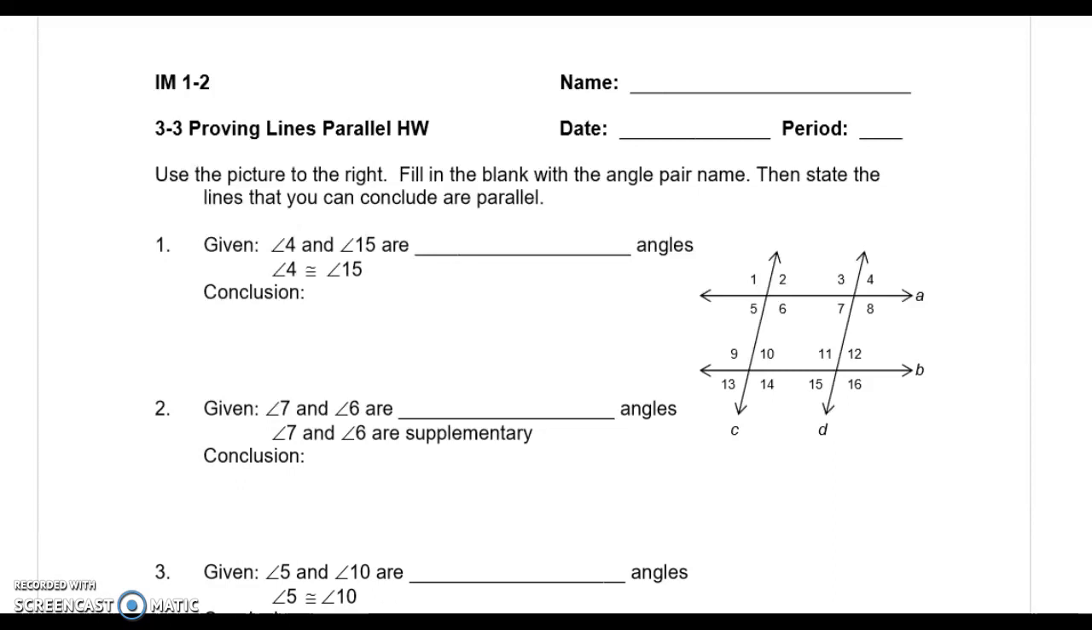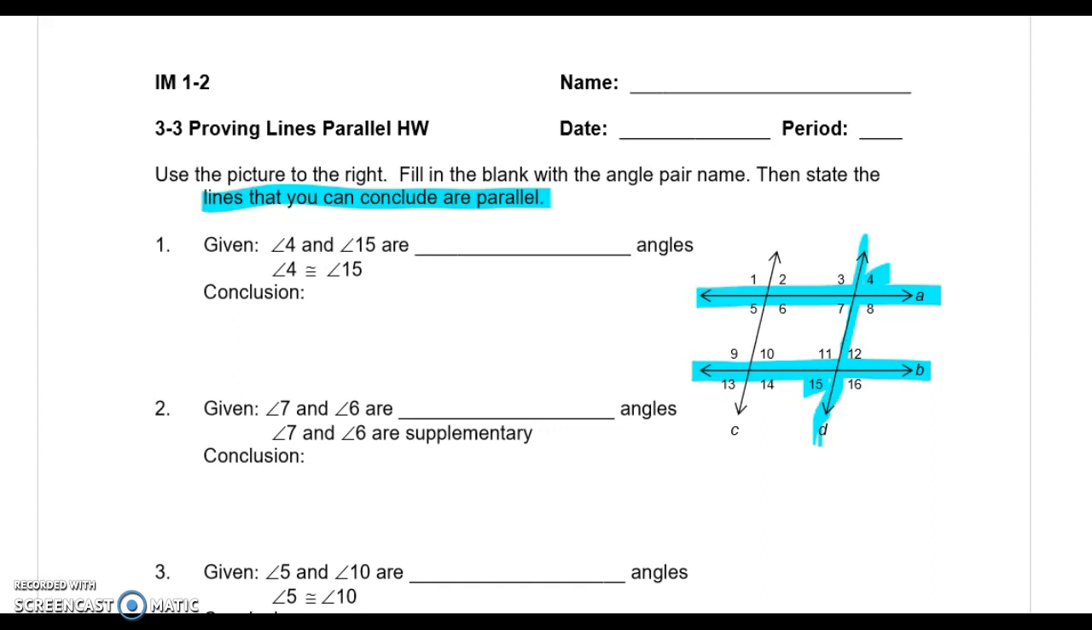It says use the picture to the right, fill in the blank with the angle pair name, then state the lines that you can conclude are parallel. That's the part that's new. So for example, angles 4 and 15. When you find your two angles, I want you to highlight every line that's touching one or two of those angles. For example, line A is touching angle 4, line B is touching angle 15, and line D is touching angles 4 and 15.